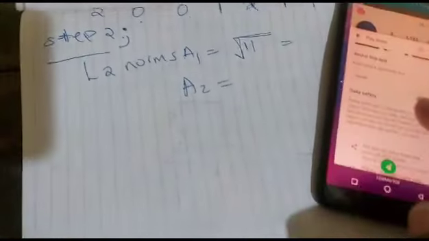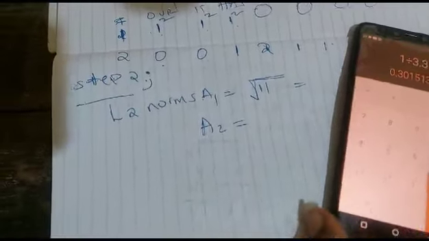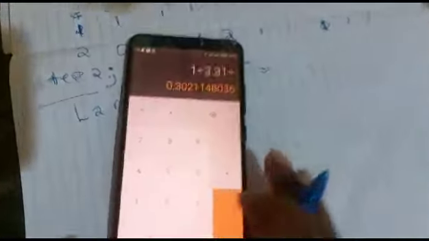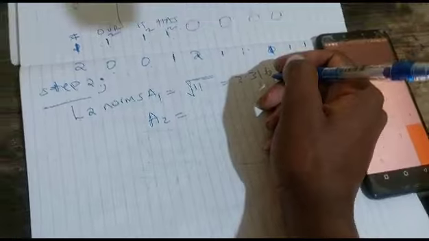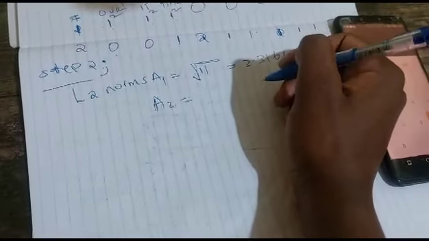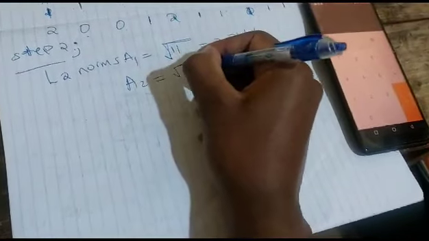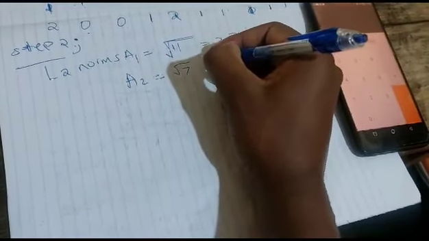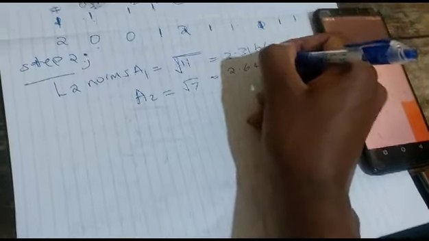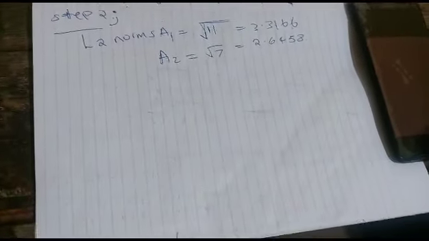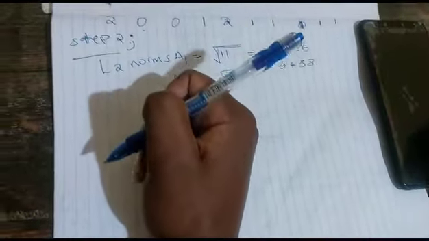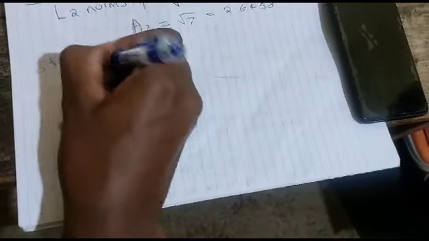Now, square root of 11, let me do it very quickly. 3.3166. The other one, the square root of 7 is equal to 2.6458. Okay, we have done normalization. We have done the L2 norms. Now, we move to step 3.